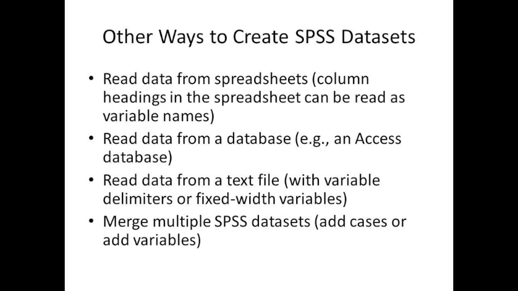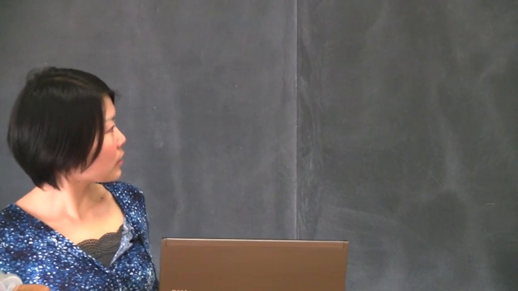In the first scenario, we're trying to add cases because we're trying to add additional participants. We're trying to merge data sets for different participants but with the same variables. And in the second scenario, we're trying to add additional variables for the same participants. We're trying to merge information about the students' demographics and the information about the students' test scores. So SPSS allows us to merge multiple SPSS data sets so that we can create a complete SPSS data set.